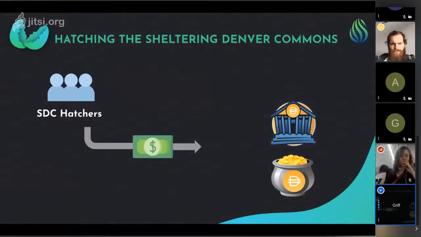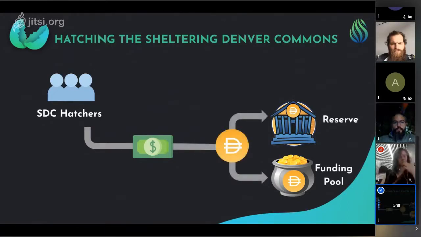So in a very simple system, for starting these commons, we have a community of experts, ideally that have altruistic values, where their goal isn't to make money, their goal is to help the homeless in the Denver community. They pool their funds together and they hatch the commons.